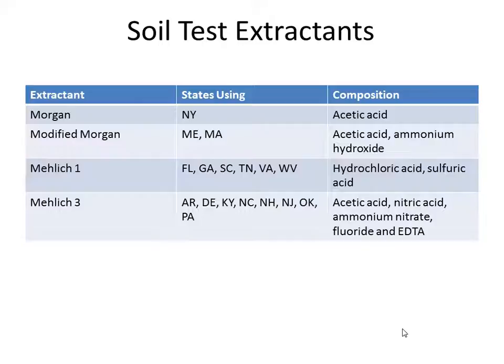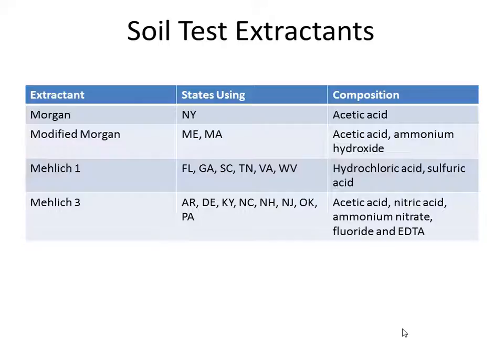The idea is that if you send a sample to two different labs, or if you use your home test kit, you're going to get as many different numbers as you send to labs. But if they are all correctly correlated and calibrated, they will all give you the same recommendation.